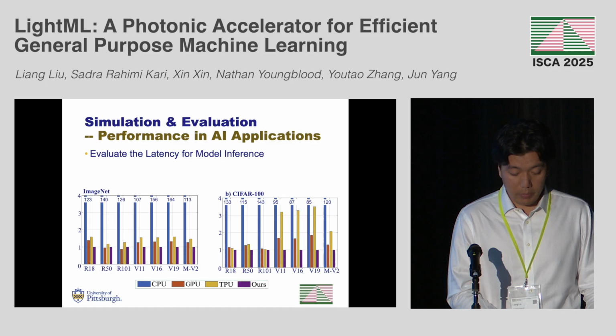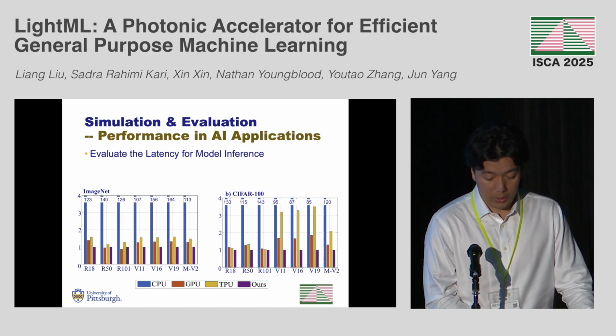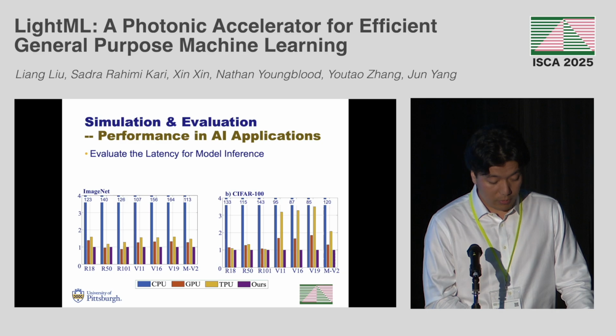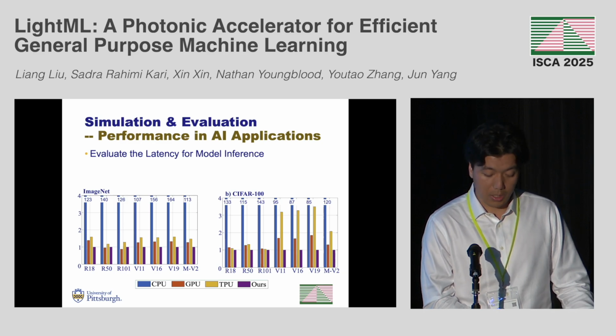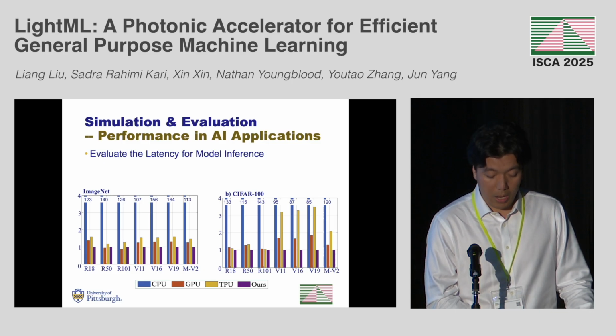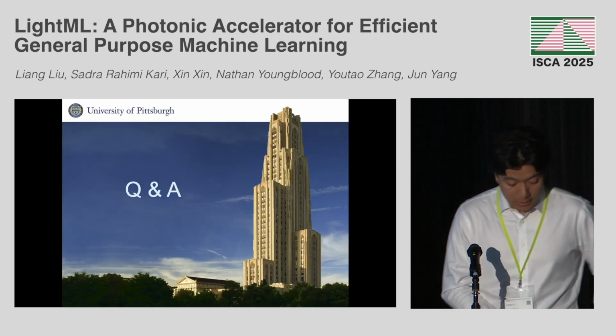We also conduct a simulation of the inference latency for some AI applications, such as ResNet, VGG, or MobileNet. These 2 figures plot the relative latency. For the ResNet model, our device achieves a similar performance as the GPU or TPU. For the VGG or MobileNet, we can achieve up to 4.5 times performance gain over those GPUs or TPUs. And that's all for the presentation.